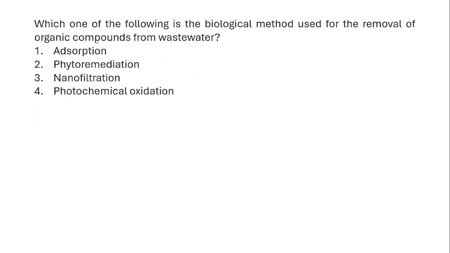The next question is which one of the following is the biological method used for the removal of organic compounds from wastewater? So we know adsorption is a physical chemical technology, and nanofiltration is nothing but a filter that is used to remove the contaminants. And photochemical oxidation, again, is a chemical method. So the only biological method is phytoremediation. We know that phytoremediation uses plants. Okay.